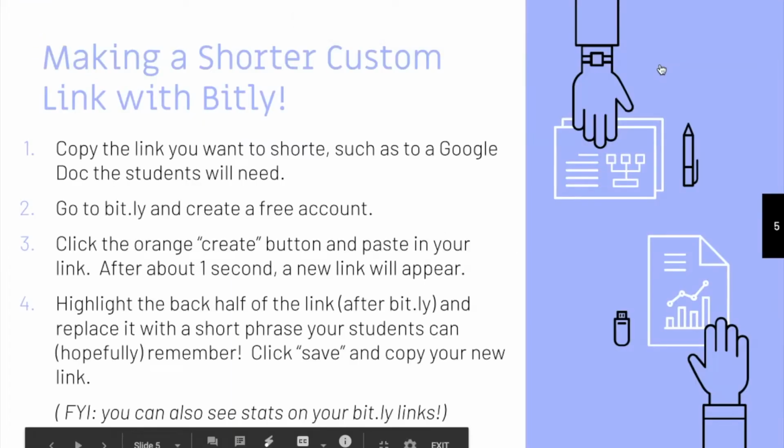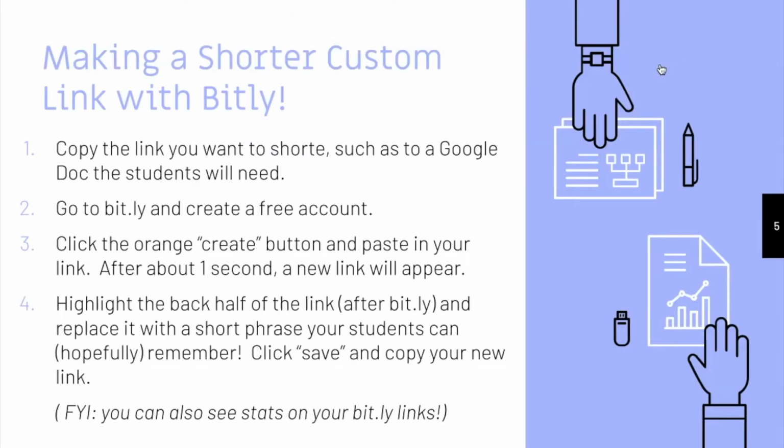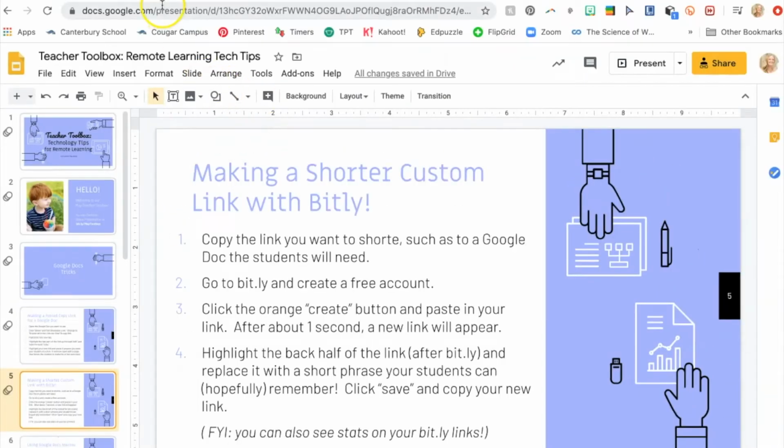Another great thing to do with your Google Doc links or any link is to make a custom link, to shorten that link and make it easier for your students to find, to type in. It helps you to know what link goes to what website. There are many websites that can do this, but my favorite one is called Bitly. So you're just going to go to bit.ly. If you type that into your browser and push enter, it'll take you to the Bitly site where you can create a free account. Let me show you what my account looks like.